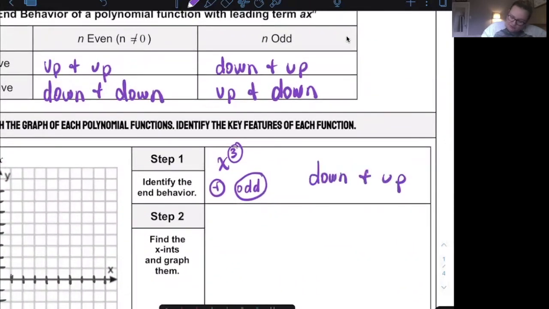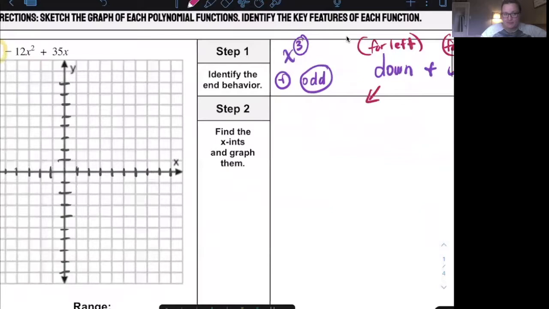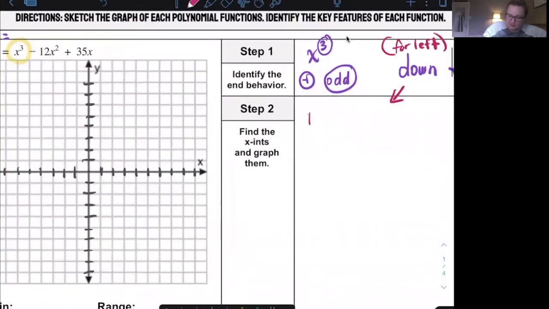And remember, we described the far left and then we described the far right. So this graph will go down to the far left and it'll go up to the far right. And that'll come in handy in just a second. Now for step 2, we want to find the x-intercepts and graph them. So our equation is p of x is equal to x cubed minus 12x squared plus 35x.